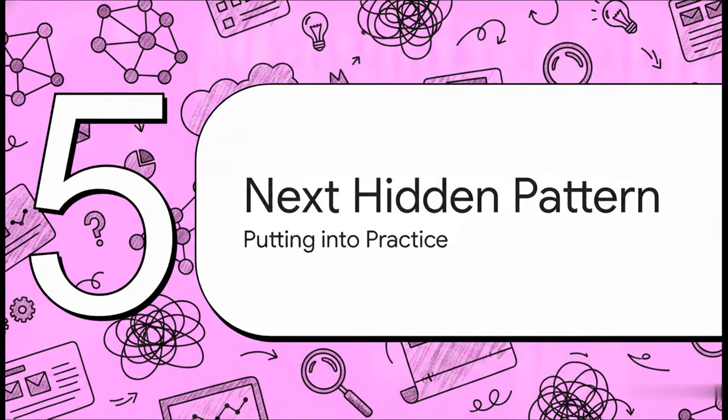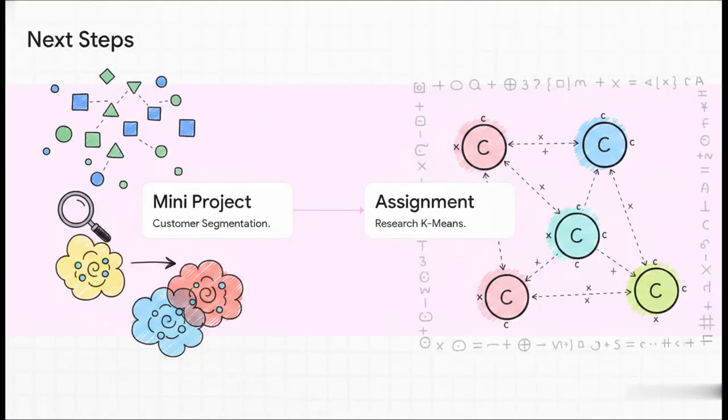Let's pivot to how you can actually use this. Section 5. Your next hidden pattern. Putting it into practice. You can start right away by taking on a mini project centered on customer segmentation, which is step 1 right here. I'd highly recommend grabbing a raw, unlabeled dataset of customer behaviors online and seeing if you can programmatically separate them into profiles yourself. Then, for step 2, tackle the assignment, deeply research the K-means algorithm. Really dive into the mechanics of how it calculates distances and assigns data points. Getting your hands dirty with this is absolutely how you're going to lock in these concepts.